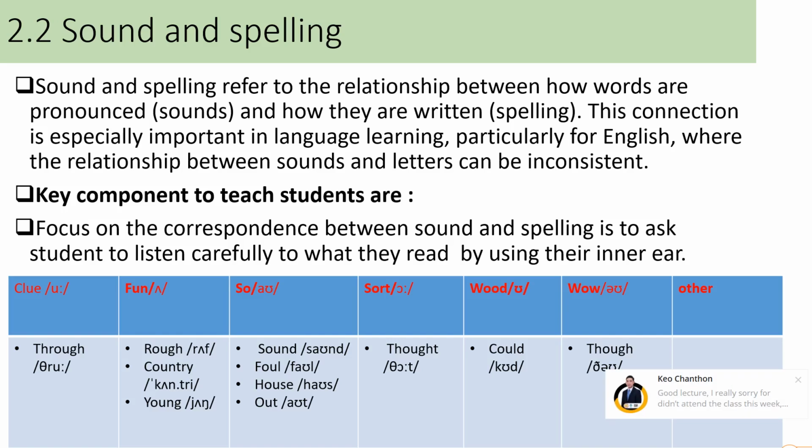Sound and spelling refer to the relationship between how words are pronounced, the sound, and how they are written, the spelling. This connection is especially important in language learning, particularly for English, where the relationship between sound and letter can be complicated. A key connection to teach students is to focus on the correct correspondence between sound and spelling, by asking the students to listen carefully to what they read, using their inner ear. Like clue, right? Clue.